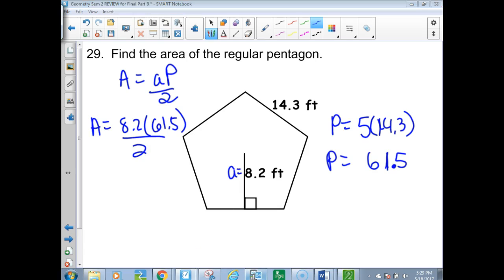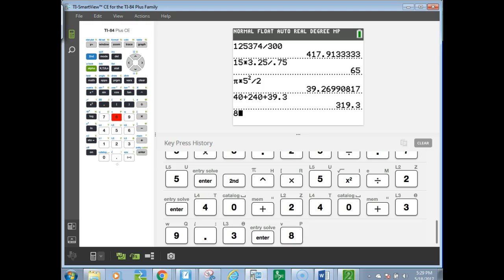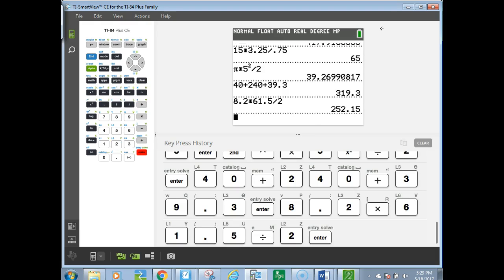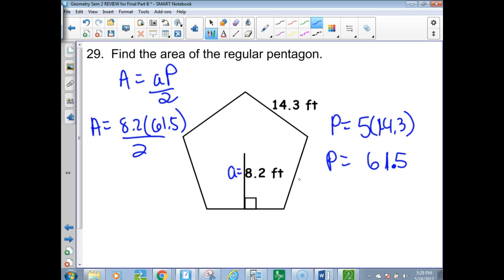All right, now I'm going to get my calculator. 8.2 times 61.5 divided by 2. Having some technology difficulties. 252.15 if it's the nearest tenth. I'm just going to leave it because it didn't say. I wouldn't mark off for rounding to the tenth.